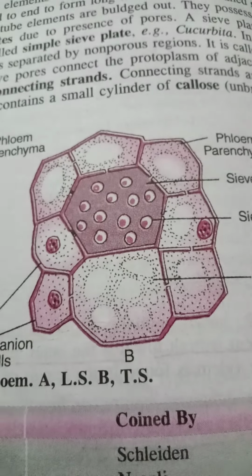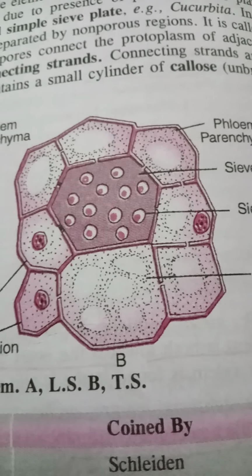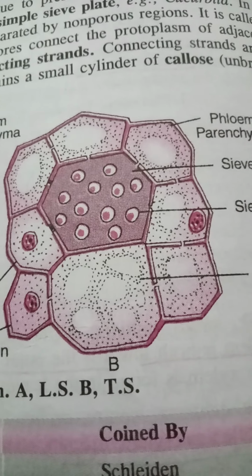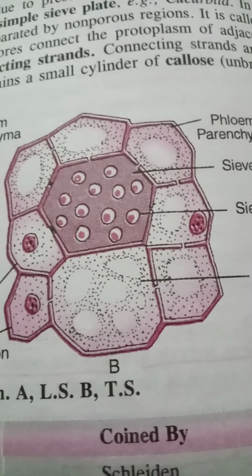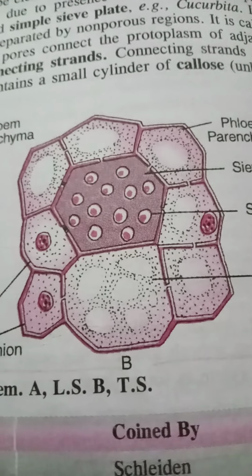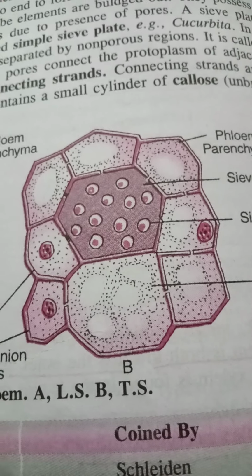The fourth element is the phloem or bast fiber. That means the sclerenchyma cells which are associated with phloem tissue. They are elongated, dead and empty cells with pointed end walls. These cells are thick and lignified, so definitely they provide mechanical support to the plant.